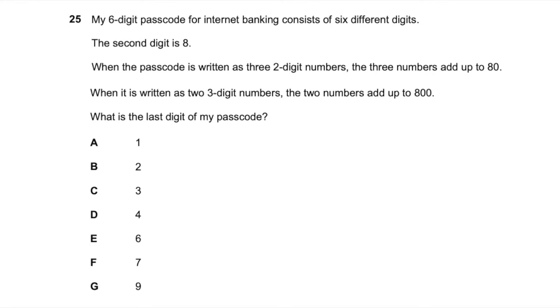The passage states that when written as 3 2-digit numbers, the 3 numbers add up to 80. As the second digit is 8, the fourth and sixth digit must add up to 12, so that the units of the sum is 0. The only combination of numbers possible for the fourth and last digits with the sum being 12 is that the fourth digit is 5 and the last digit 7, option F.